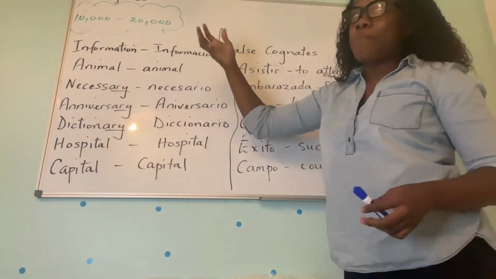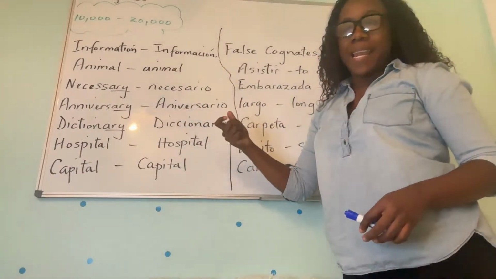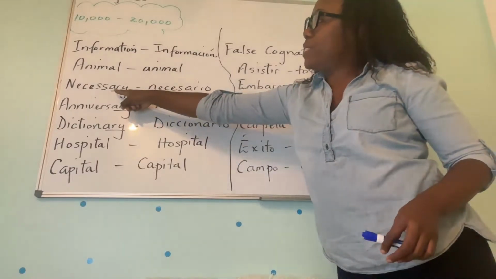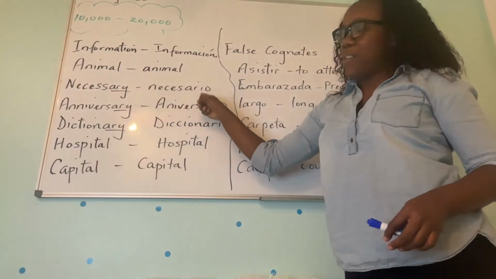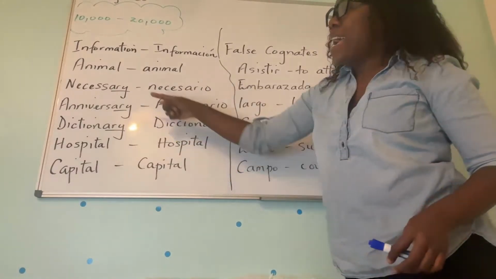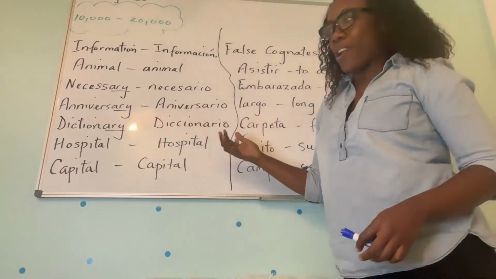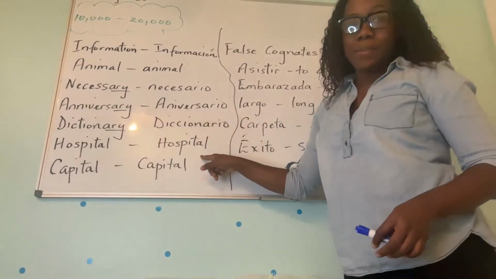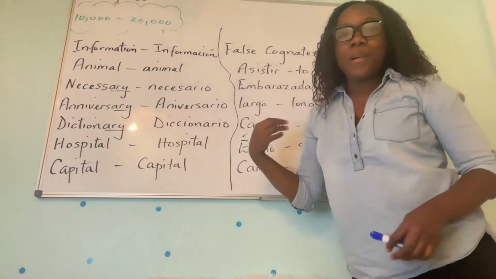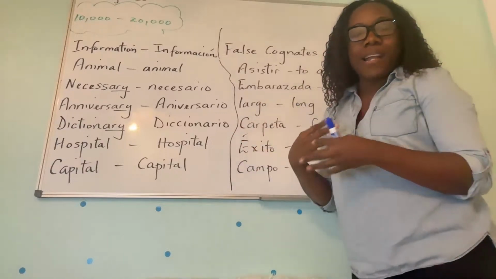So information, información. Animal in Spanish is animal. Necessary is necesario. And those ARY words tend to end with RIO in Spanish. So necessary, necesario. Anniversary, aniversario. Dictionary, diccionario. Hospital, hospital. And capital would be capital. So the pronunciation is different, but the words look very similar in both languages.